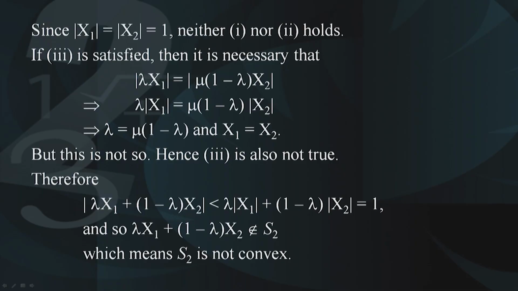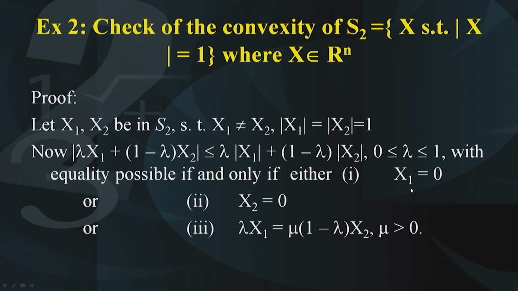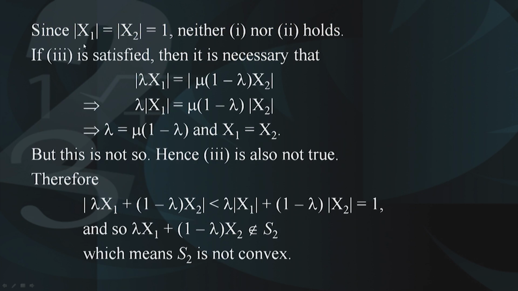So, what do we find? Since the moduli of x1 and x2 are equal to 1, neither 1 nor 2 holds. We were expecting that x1 should be equal to 0 and x2 should be equal to 0. Since the modulus of x1 and the modulus of x2 are equal to 1, it is not possible that either of them will be 0; in fact, none of them will be 0. Therefore, we now only remain to check the third condition.